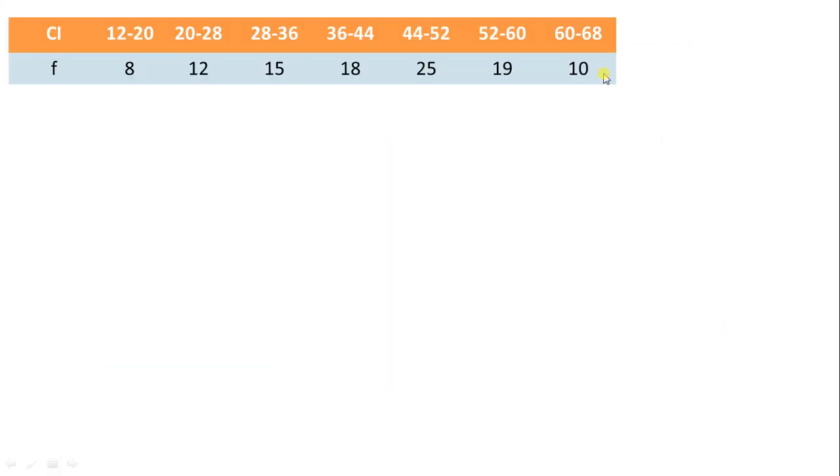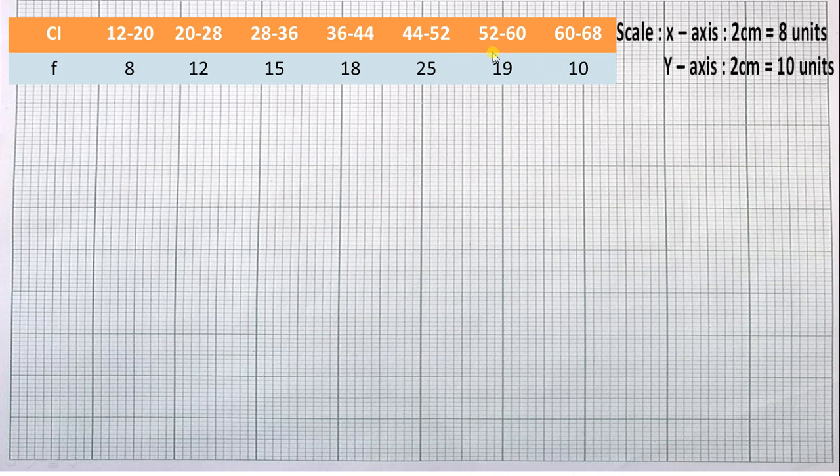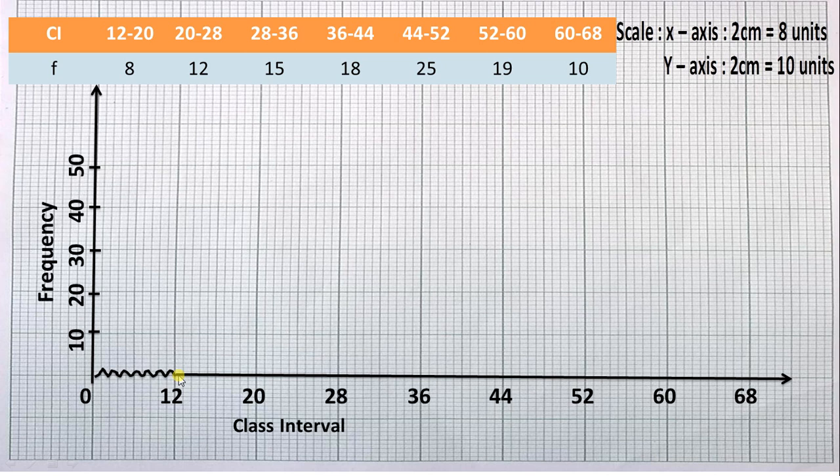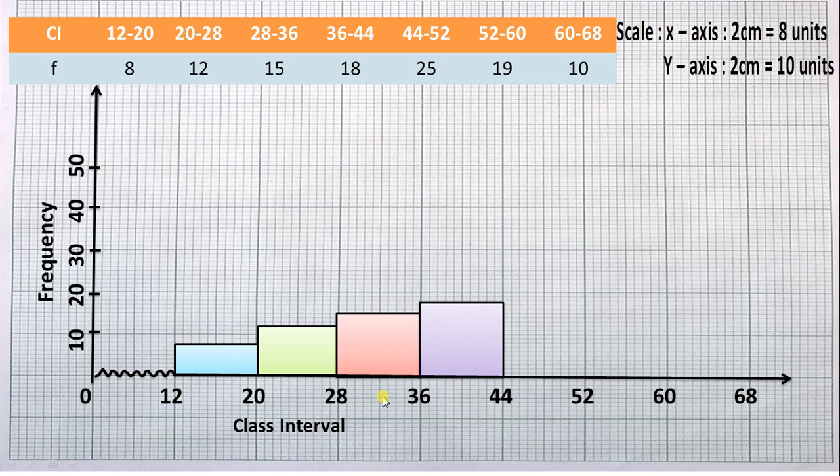In this problem also, the size of the class interval is 8 units. So on the x-axis, 2 cm, one box, is equal to 8 units, and on the y-axis it is marked as 2 cm is 10 units. In this problem also, the first lower limit is 12, so we cannot begin our rectangle with the origin. Let us mark the zigzag at the beginning, followed by the marking with 12, 20, 28 and so on. Consider the first rectangle, 12 to 20, it is 8, 20 to 28, 12, 28 to 36, 15, 36 to 44, it is 18.